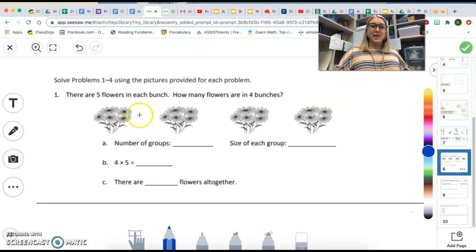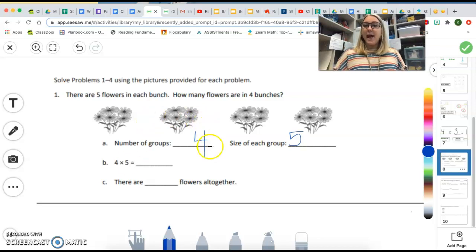Okay? So, number 1 says, there are 5 flowers in each bunch. How many flowers are there in 4 bunches? Okay, so let's break this down. Number of groups. Okay, how many groups of flowers do we have? Let's look. 1, 2, 3, 4. Good. The size of each group. So how many flowers are inside each one of those groups? Let's look. 1, 2, 3, 4, 5. Great. 5. So then we have 4 times 5. So we have 4 equal groups of 5.